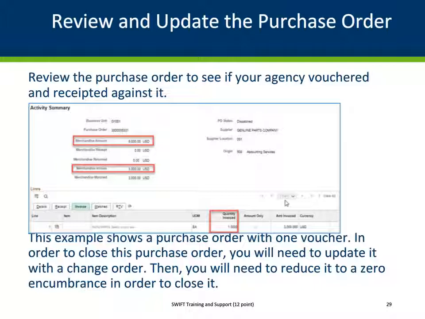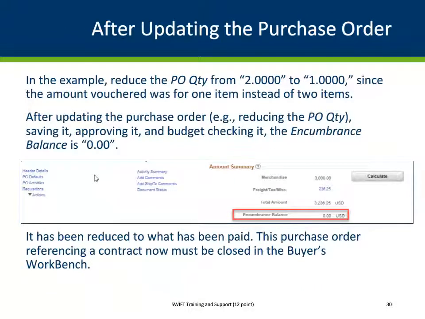In order to close this purchase order, you will need to update it with a change order. Then you will need to reduce it with a zero encumbrance in order to close it. In the example, reduce the PO quantity from 2 to 1 since the amount vouchered was for only one item. After updating the purchase order, which was reducing the quantity, saving it, approving it, and budget checking, the encumbrance balance is 0. It has been reduced to what's been paid. This purchase order referencing a contract now must be closed in the buyer's workbench.